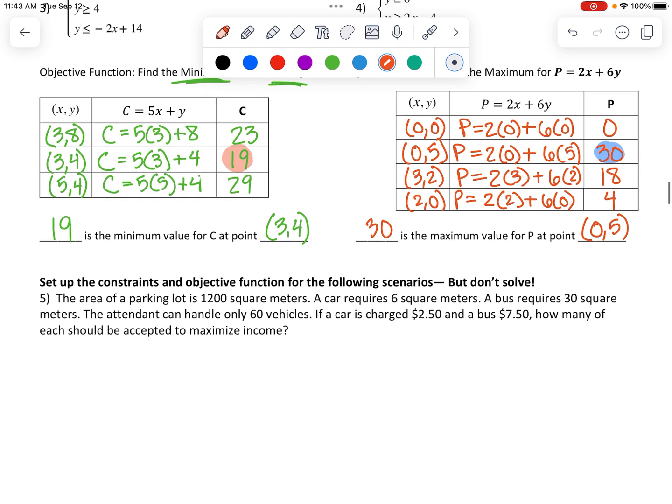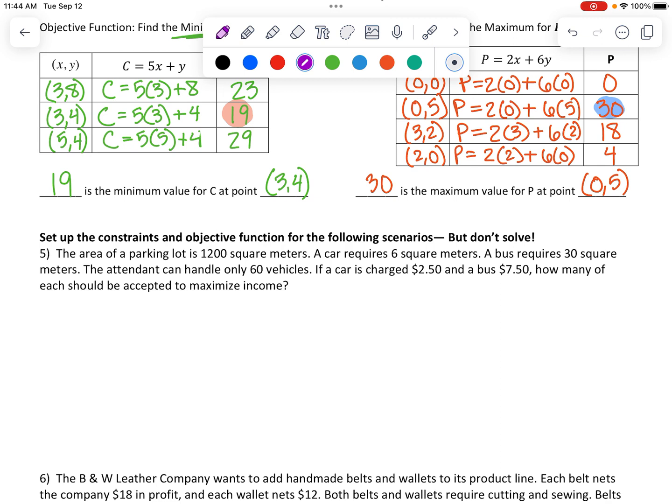So on 5 and 6 here, we are going to set up the constraints and the objective function for these scenarios. We're not going to solve them, but we just got to have ways to come up with our different constraints from here, okay? All right, so it says the area of a parking lot is 1,200 square meters. A car requires 6 square meters and a bus requires 30 square meters. The attendant can only handle 60 vehicles. If a car is charged $2.50 and a bus is charged $7.50, how many of each should be accepted to maximize income?